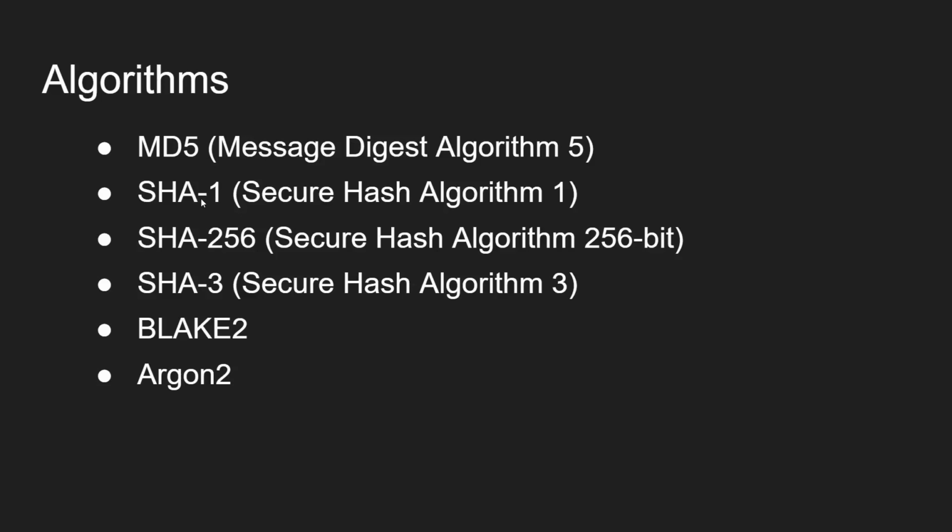SHA-1 produces a 160-bit hash value, or 40 hexadecimal characters. Like MD5, SHA-1 has also been found to have collision vulnerabilities, so as a result of that, it's being phased out, and its usage is discouraged in favor of more secure algorithms.